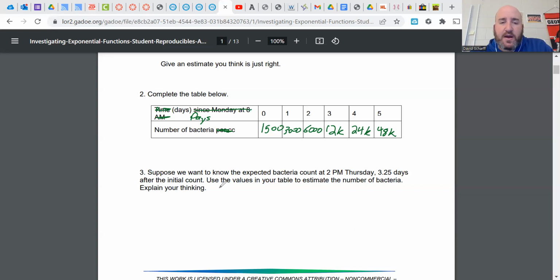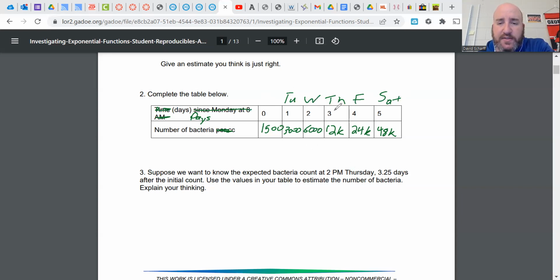All right. Number 3, suppose we want to know the expected bacteria count at 2 p.m. Thursday, 3.25 days after the initial count. Use the values in your table to estimate the number of bacteria. Explain your thinking. So I would just isolate this. We said this is Monday, Tuesday, Wednesday, Thursday, Friday, and that was Saturday, but we don't need that for this problem.